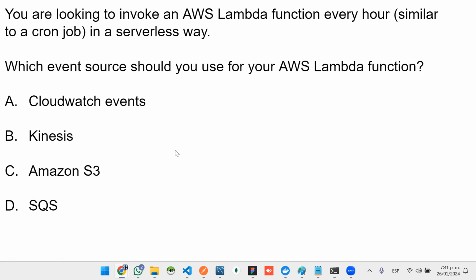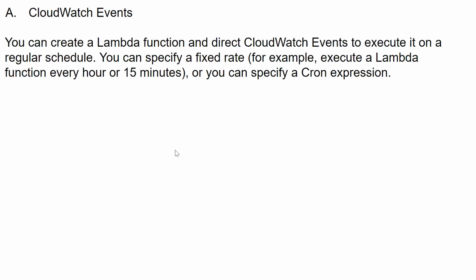The answer is A, CloudWatch events. You can create a Lambda function and direct CloudWatch events to execute it on a regular schedule. You can specify a fixed rate, for example, execute a Lambda function every hour or 15 minutes, or you can specify a cron expression.